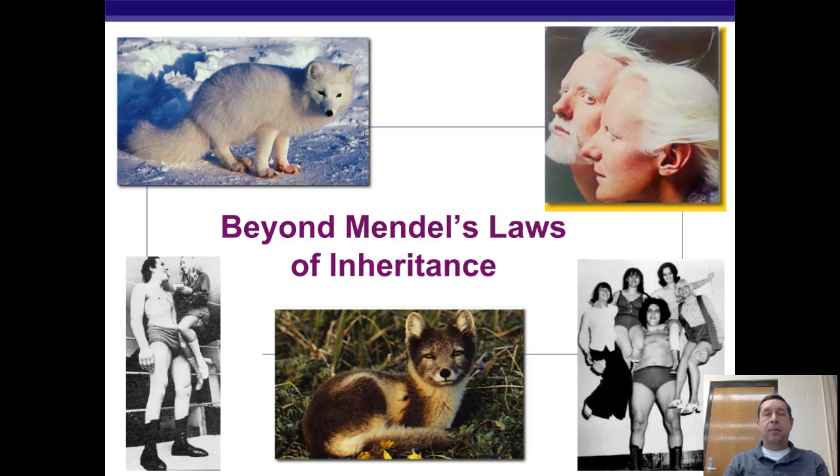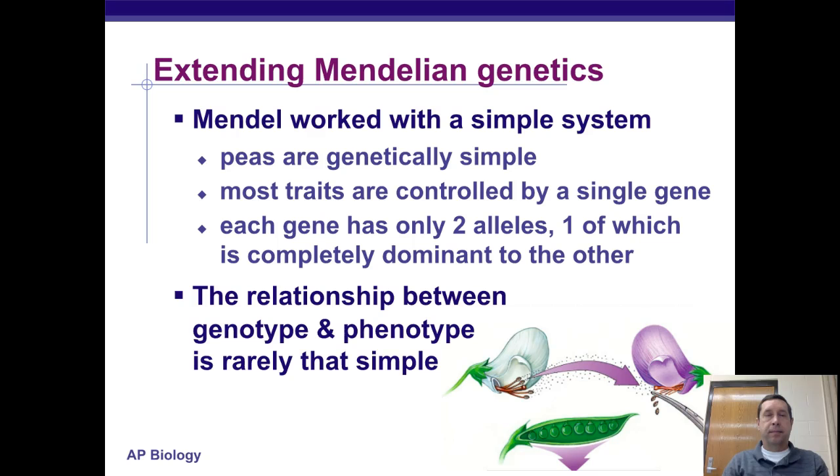In this video, we're going to talk about some of the types of inheritance patterns we see that don't follow Mendel's law of dominance and recessive, independent assortment, and segregation.